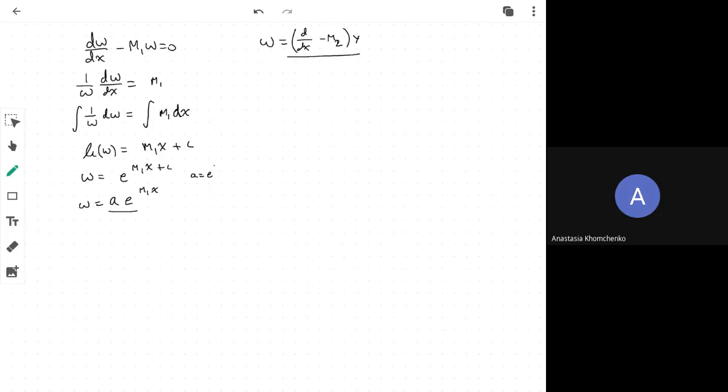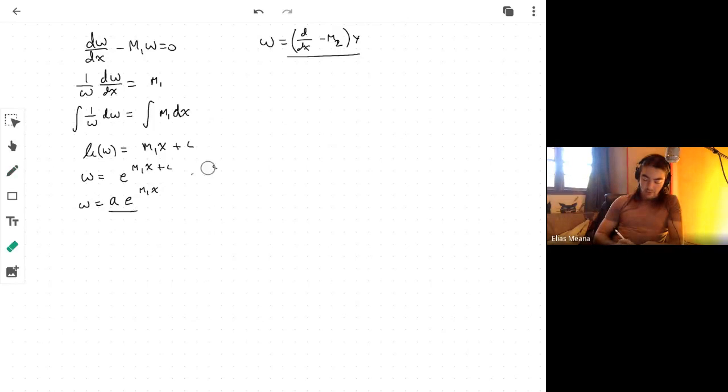I'll use a capital A if you want to see it more like the other ones. It's just that if I do a capital A, I'll have to do A times some constants later on. But that's fine. I'll just use capital A. There's no problem. All right?